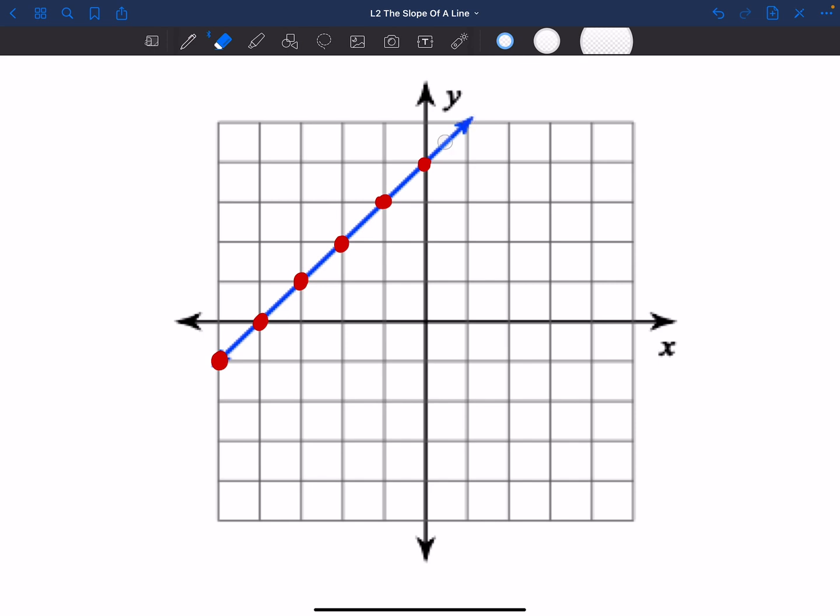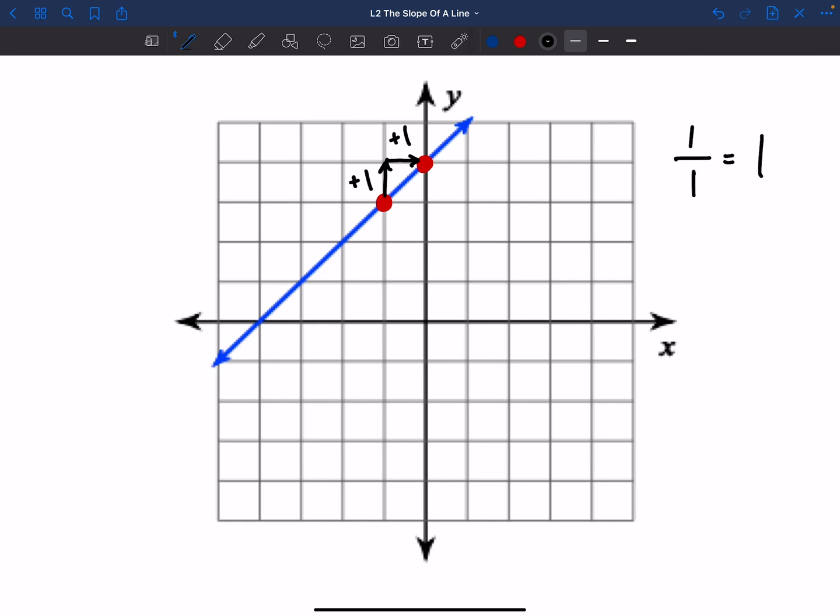What I'm going to tell you is that no matter which 2 you choose, you're actually going to find something that'll work out just the same. So let's say, for example, that I chose this point and this point. Right, if I'm thinking about my rise, I went up 1. Let's make this a little smaller. Right, I went up 1. And then I went over in a positive direction 1. Right, so my rise is 1, my run is 1, and 1 divided by 1 is just 1.